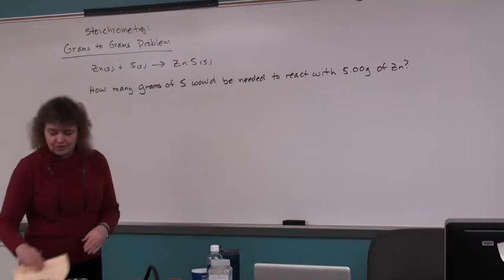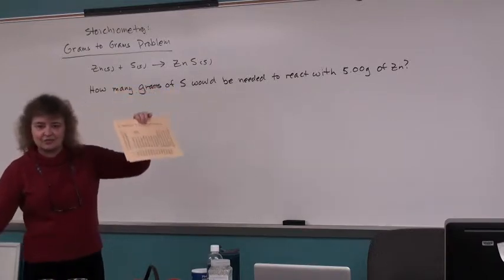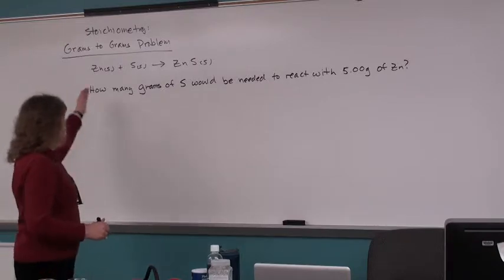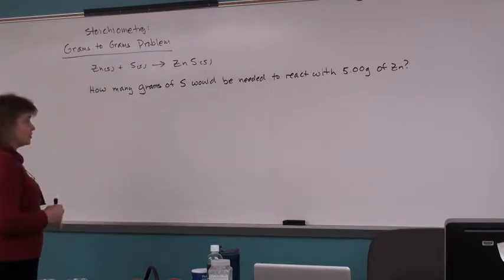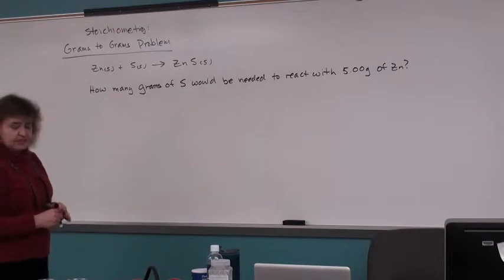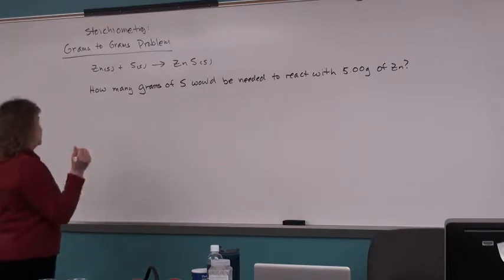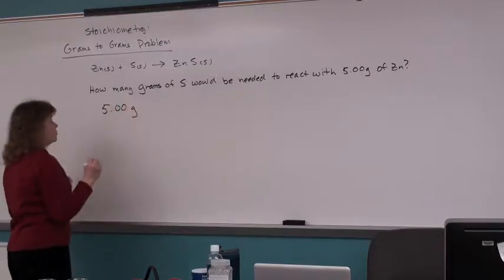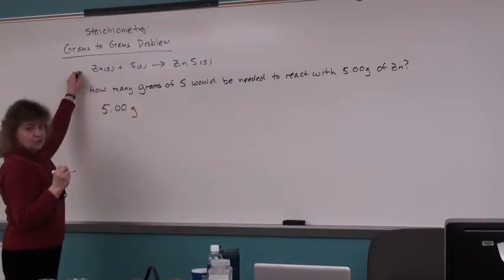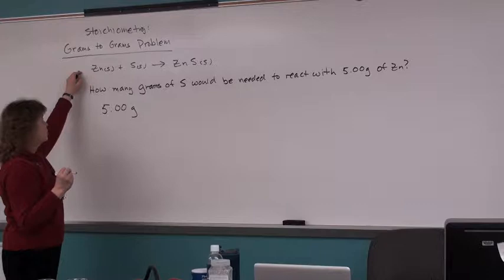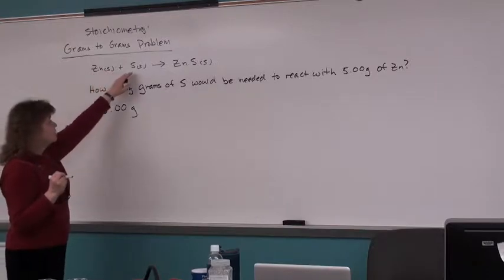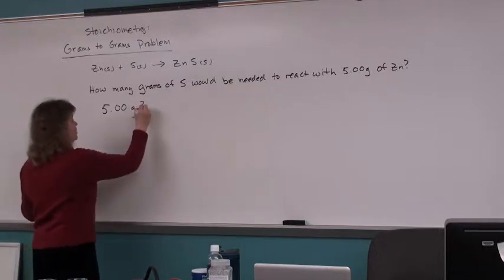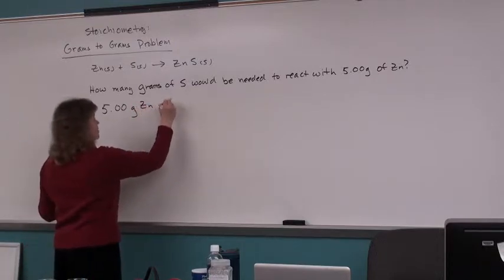Now to do this problem you need a periodic table and a calculator. So we'll start out checking to make sure our equation is balanced, which it is. And we're going to consider our 5 grams of zinc. Now grams is a great unit, but it's not what the balanced equation shows. The balanced equation shows that 1 mole of zinc needs 1 mole of sulfur. So we need to change our grams of zinc to moles of zinc.